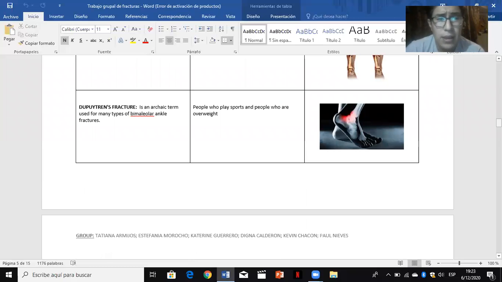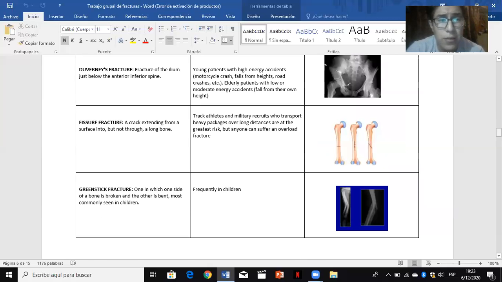Dupuytren fracture is an archaic term used for many types of ankle fractures. People at risk: people who play sports and people who are overweight. Duverney fracture: fracture of the ilium just below the anterior inferior spine. Young patients with high energy accidents, for example motorcycles, falls from heights, road crashes. Elderly patients with low to moderate energy accidents, for example falls from their own height.